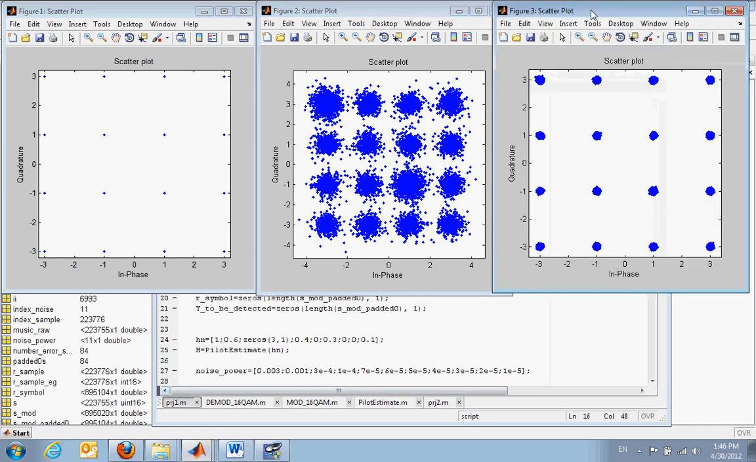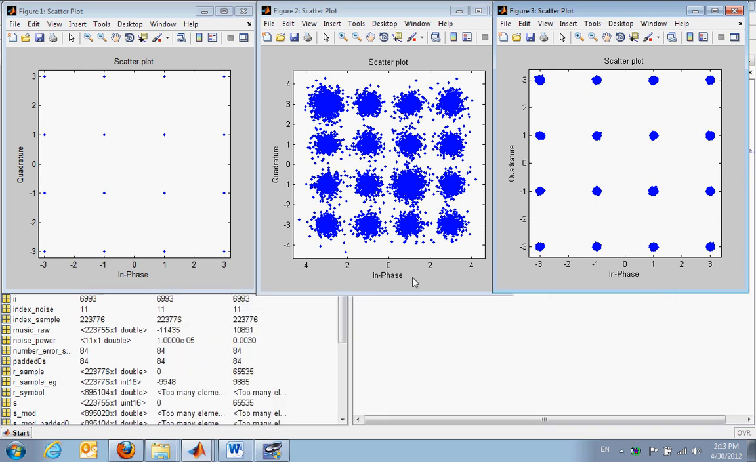Here is another plot. This also shows the received signal constellation at the receiver. The difference is that I do not introduce any fading process for this one. So these two plots are obtained under the same noise power, but this third one does not experience any fading process. So we can see the influence of the fading process.